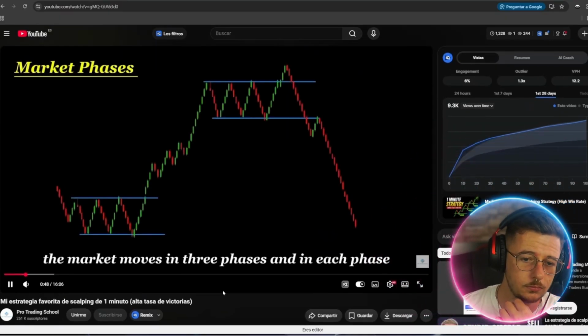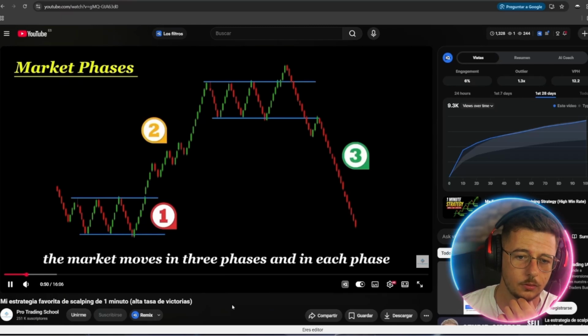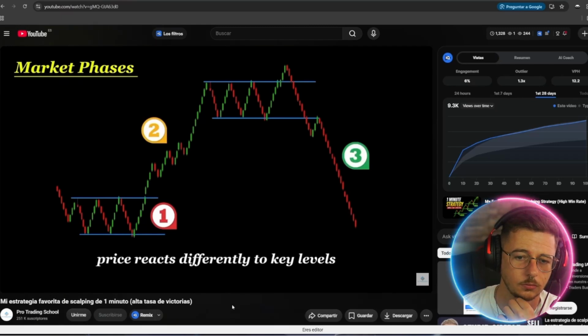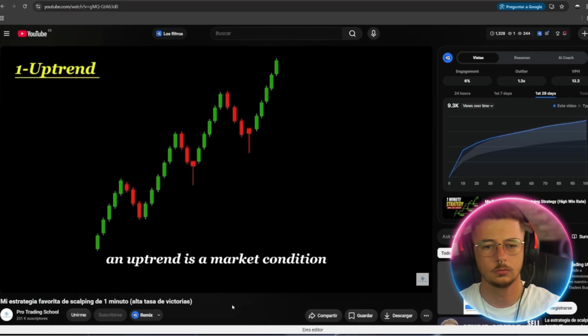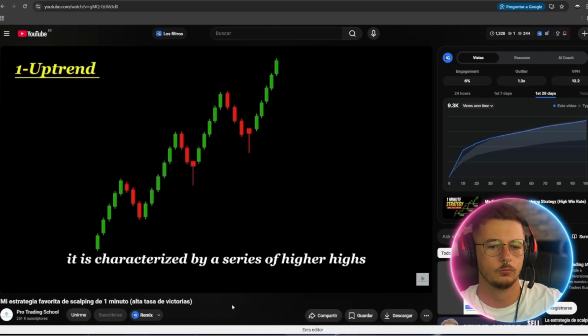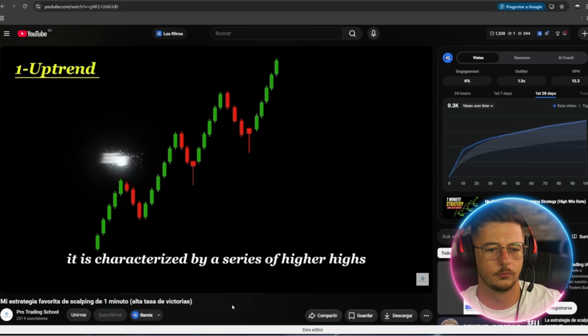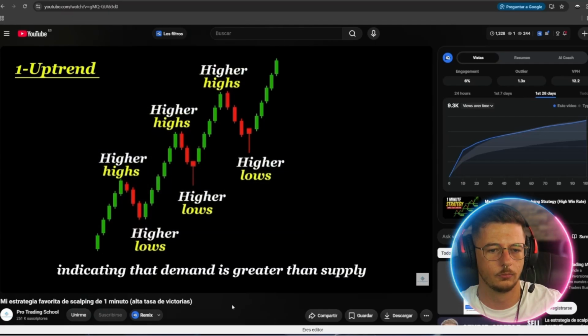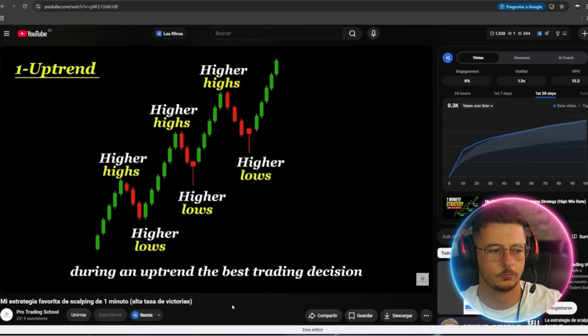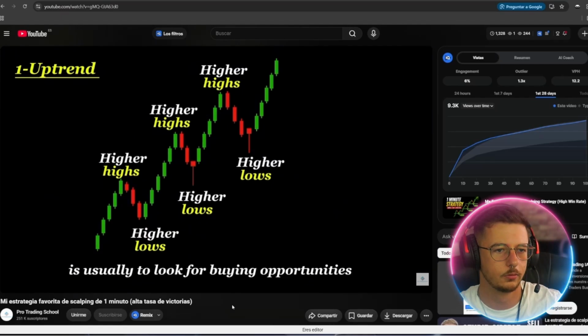The market moves in 3 phases, and in each phase, price reacts differently to key levels. An uptrend is a market condition where buyers are in control. It is characterized by a series of higher highs and higher lows, indicating that demand is greater than supply. During an uptrend, the best trading decision is usually to look for buying opportunities rather than selling opportunities. An uptrend consists of 2 important moves.